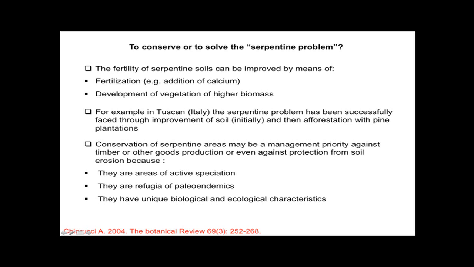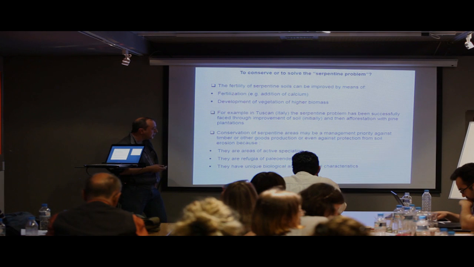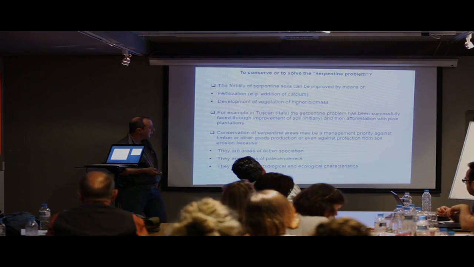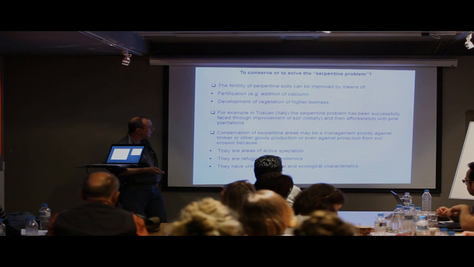So, the proposal that we can find in the bibliography, and it is also my proposal, is that the conservation of serpentine areas should be a management priority against other purposes like timber or goods production, or even against protection from soil erosion. And the reason is simple: serpentine areas are areas of active speciation, they are refugial areas of paleoendemics, and they have all these unique biological and ecological processes and characteristics that we have seen.